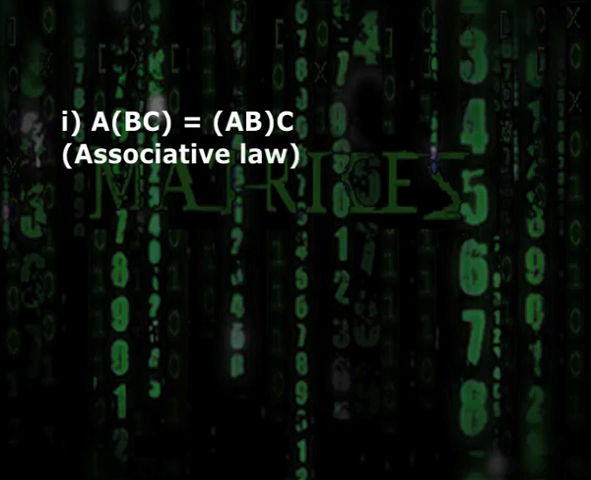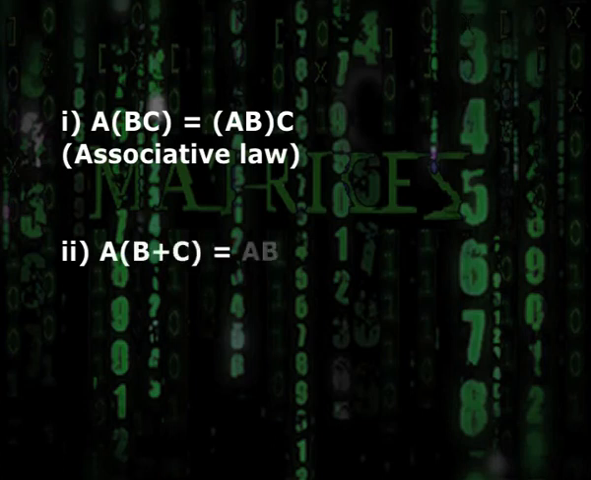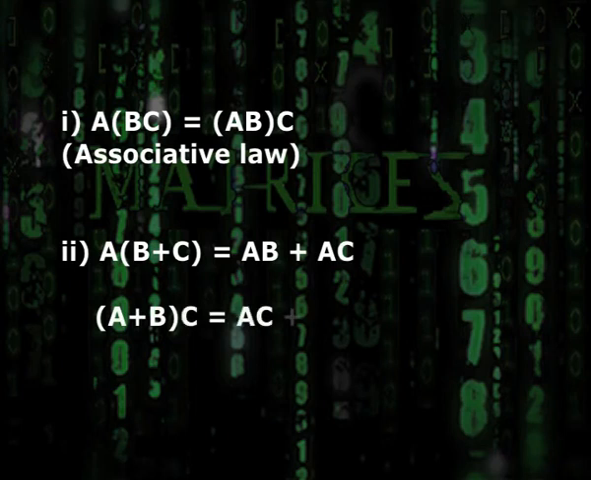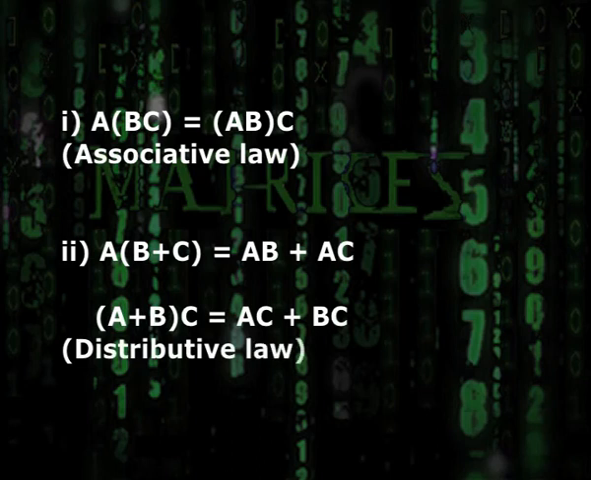The second property says A multiplied by the sum of B plus C is the sum of the two products AB plus AC. The other one is the sum of A plus B multiplied by C, which is the sum of the two products AC and BC. So these two are defined by the distributive law.